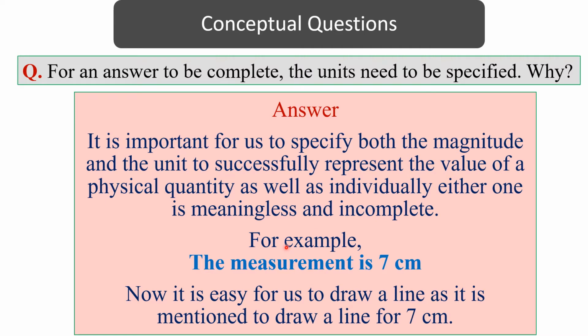We have already discussed units in previous lectures with different examples, and now you know that for representing a physical quantity we need units. For example, 7 is magnitude and centimeter is unit. So with magnitude 7, this unit centimeter defines the physical quantity, that is length.